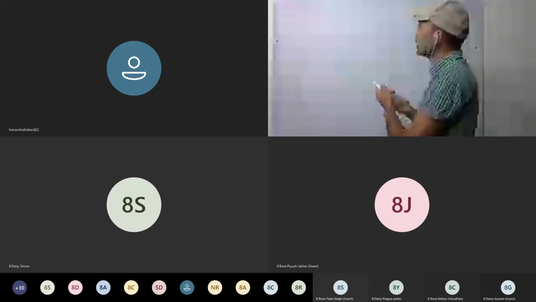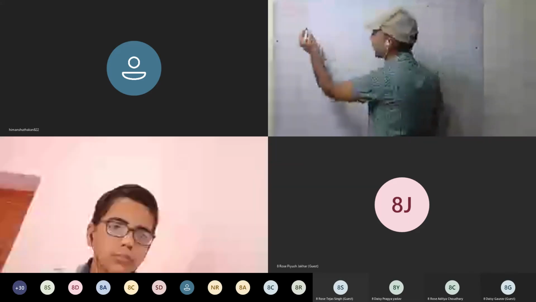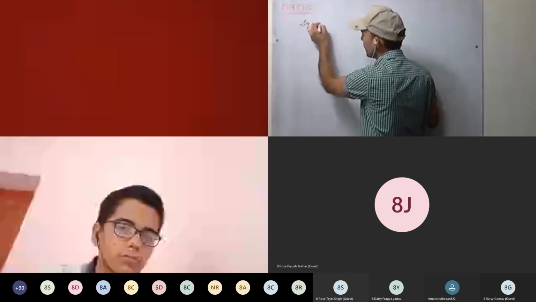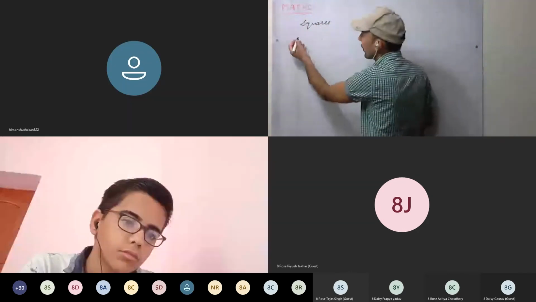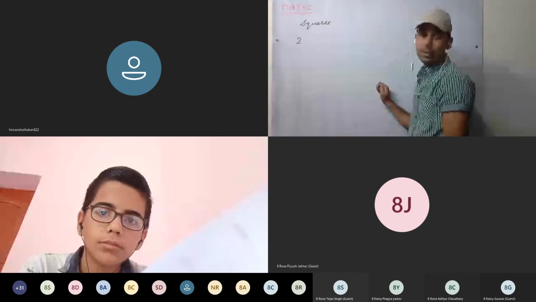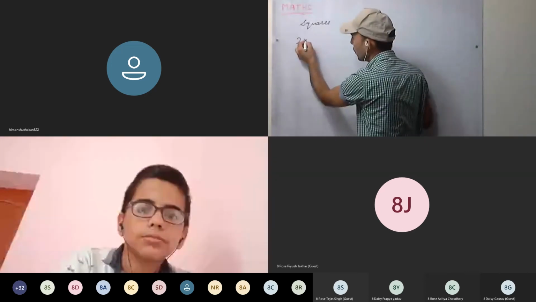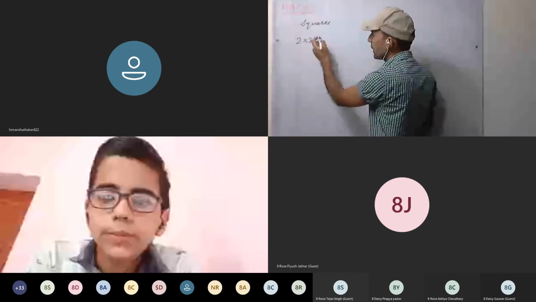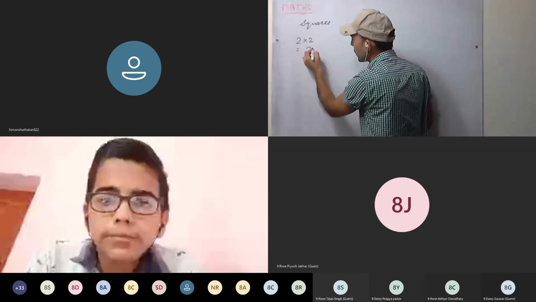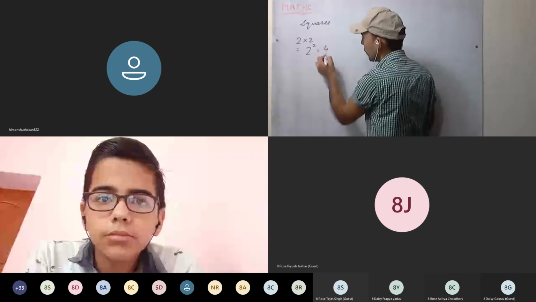Fourth chapter, cubes and cube roots. So first here we have discussed squares. What we did in square? If any number is given to us, we multiply it by itself once. So the number is appearing twice. 2 times the number appears and we write it as 2 square, and it is 4.